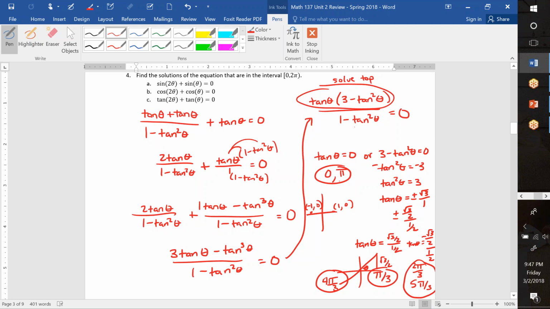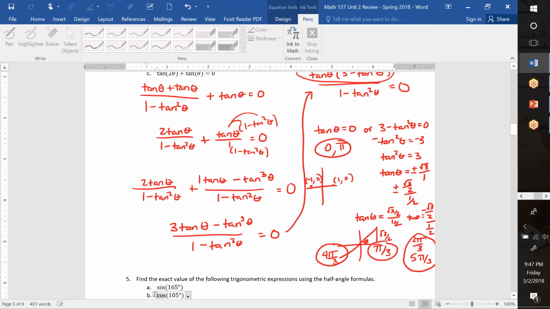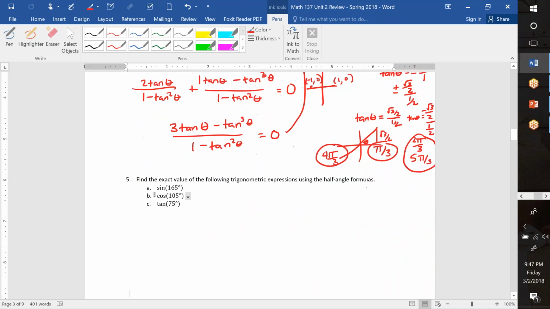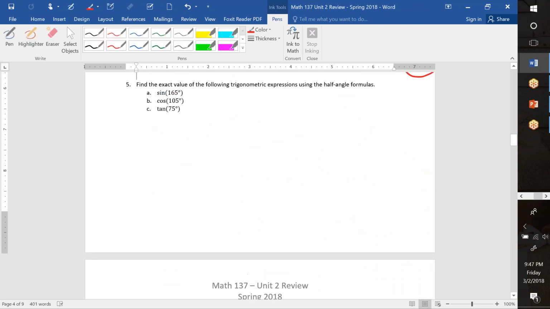Okay, that's all there is to that one. And that one's a tricky one. Honestly, the sine and cosine ones are a little bit easier in that situation. So for this one, the directions say we're going to be using the exact value of the following trig expression using half angle formulas.